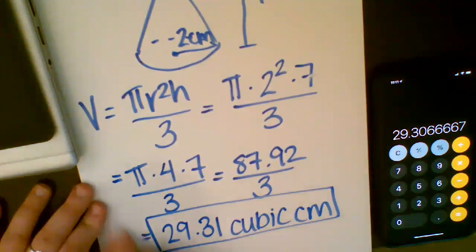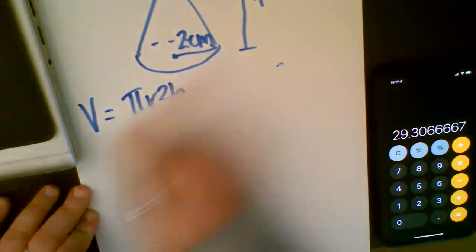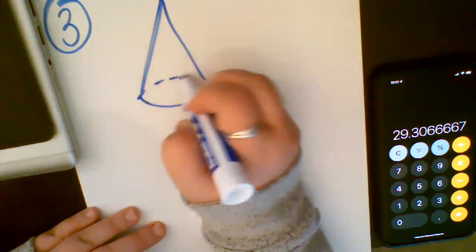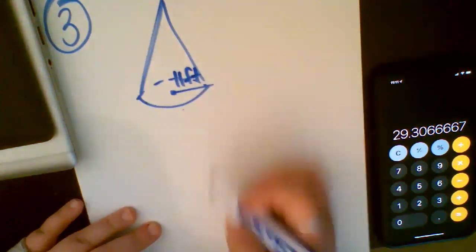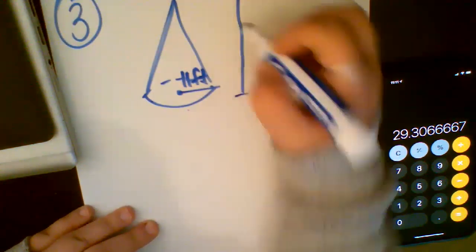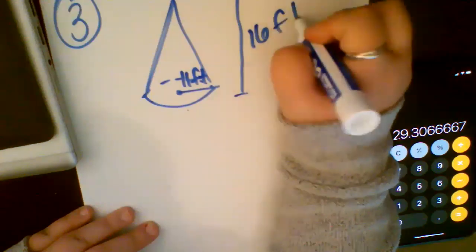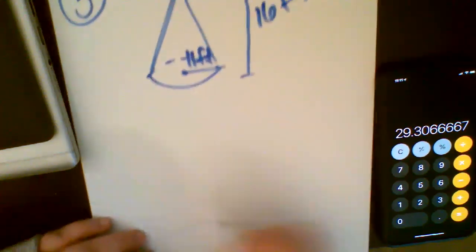We're gonna run through one more example, and then I'll let you guys fly and practice this. All right. So number 3, we've got another cone. Let's make this one a big cone. Let's make this 11 feet as our radius, and let's make our height 16 feet. Huge cone, okay? Same process though.